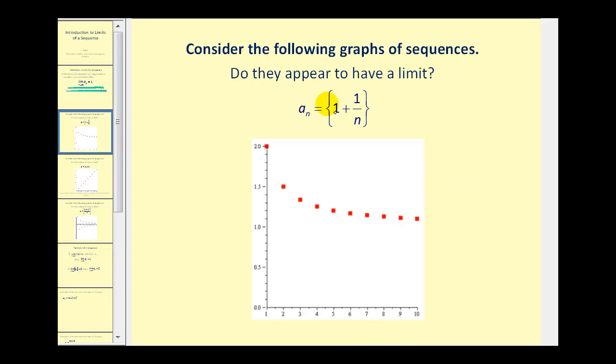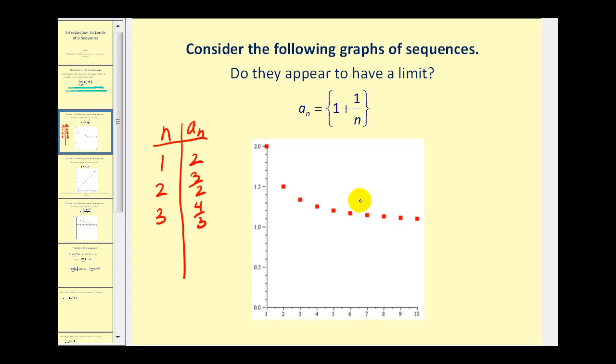Here we have the graph of a sub n equals 1 plus 1 over n. We could take a look at the specific values of the terms of the sequence. When n is equal to 1, we'd have 1 plus 1 over 1, that would be 2. That's this point here. When n is equal to 2, we'd have 1 plus 1 over 2, that would be 1.5 or 3 halves, or 4/3, and so on.